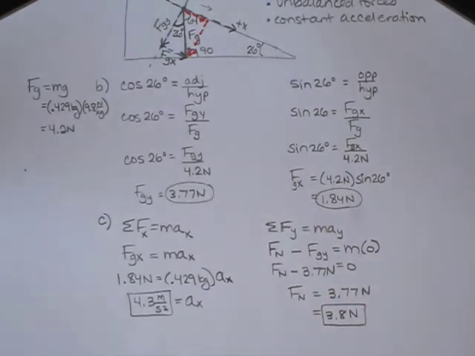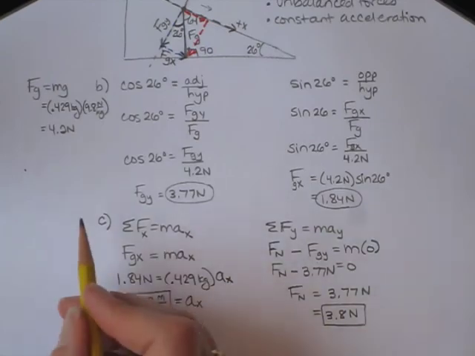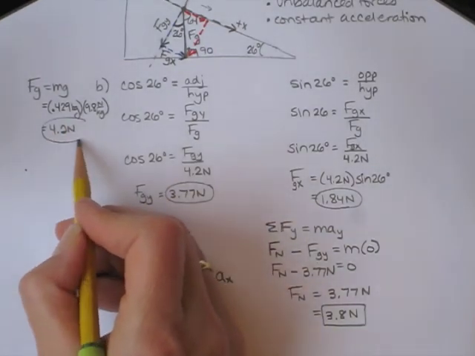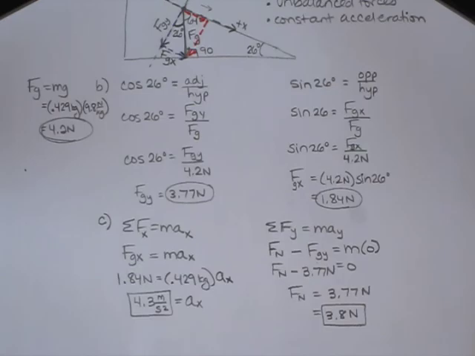So let's check and see if we found everything we were looking for. The problem said to find the acceleration of the object and all unknown forces. So we have the acceleration right here. We did not know the normal force. We have found that here. And we did not know the force of gravity, but we have found that here. So we have completed the problem.